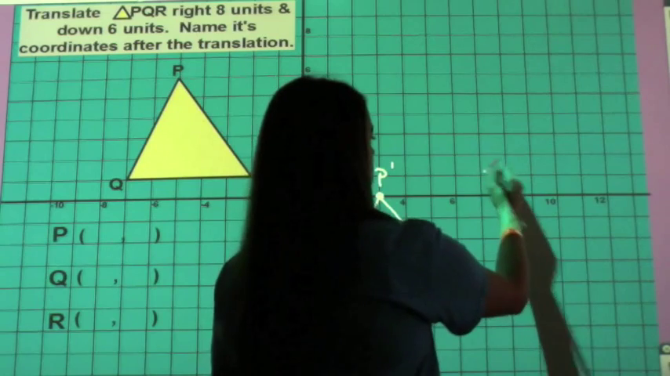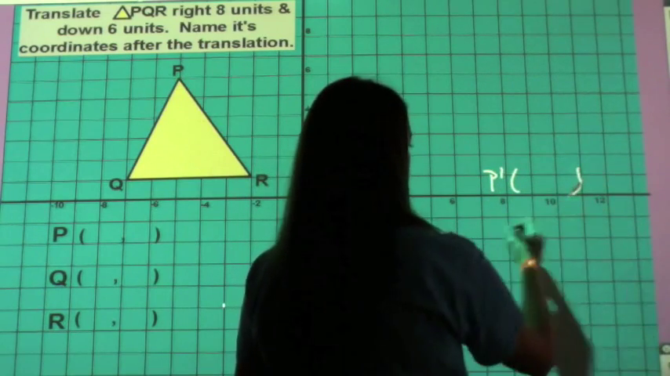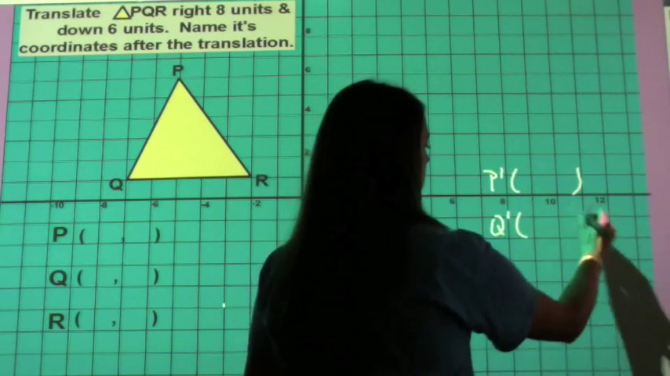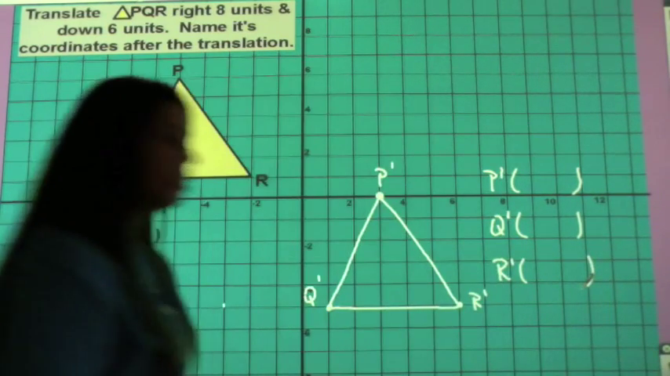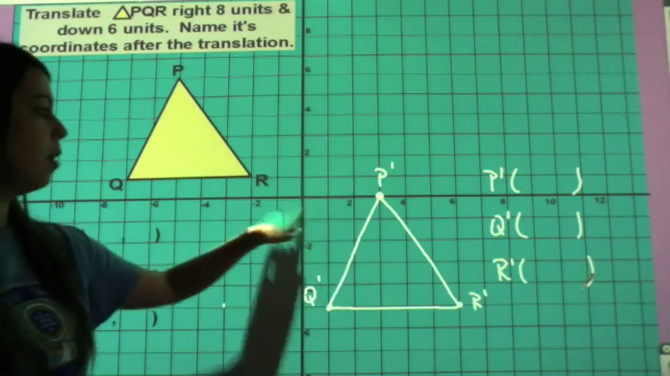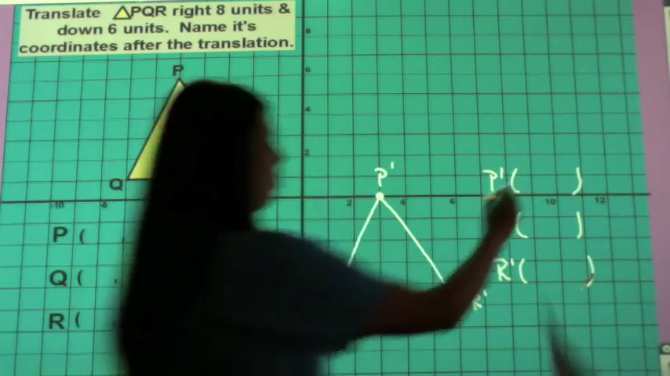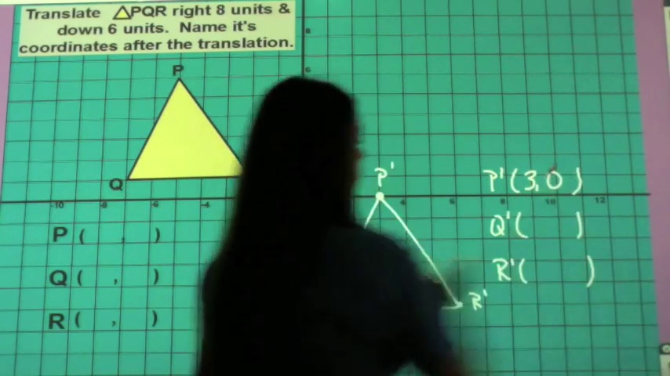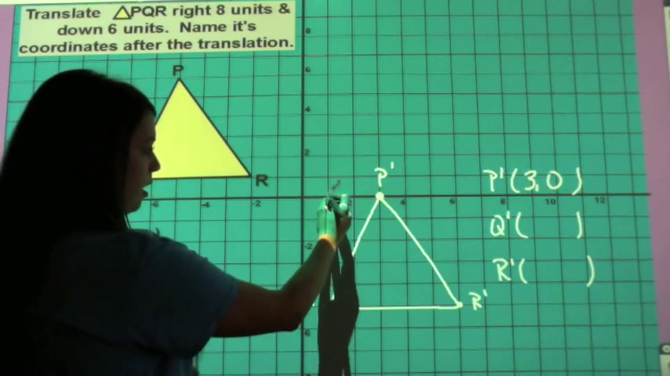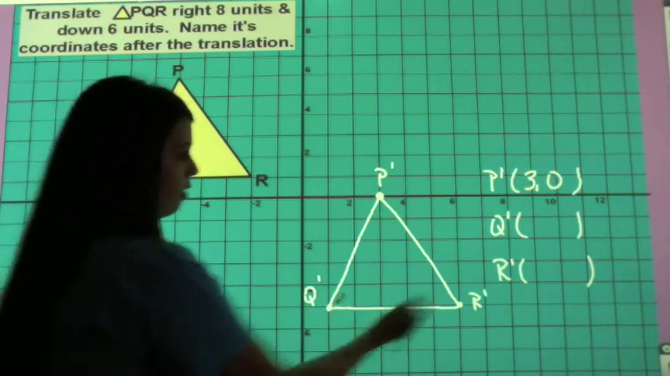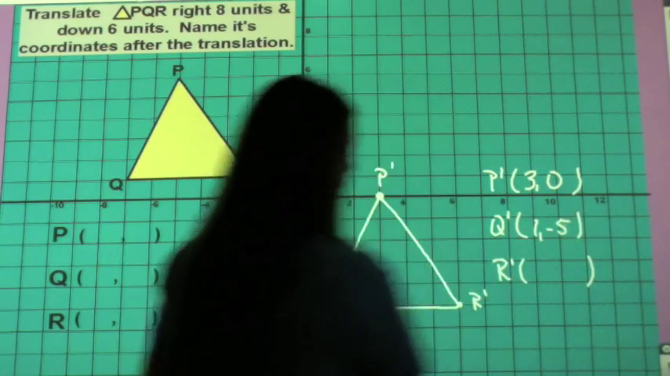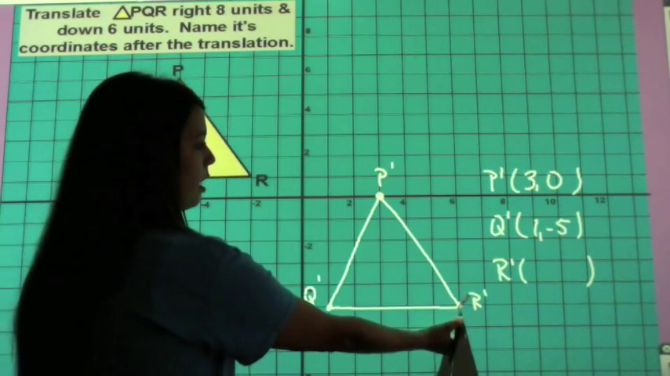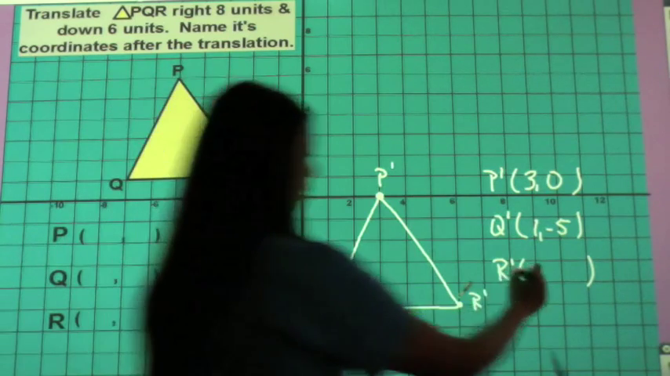So we're going to say P prime is something, Q prime, and R prime. So looking at P prime, it's located at 3, 0. Q prime is located at 1, -5. And R prime is located at 6, -5.